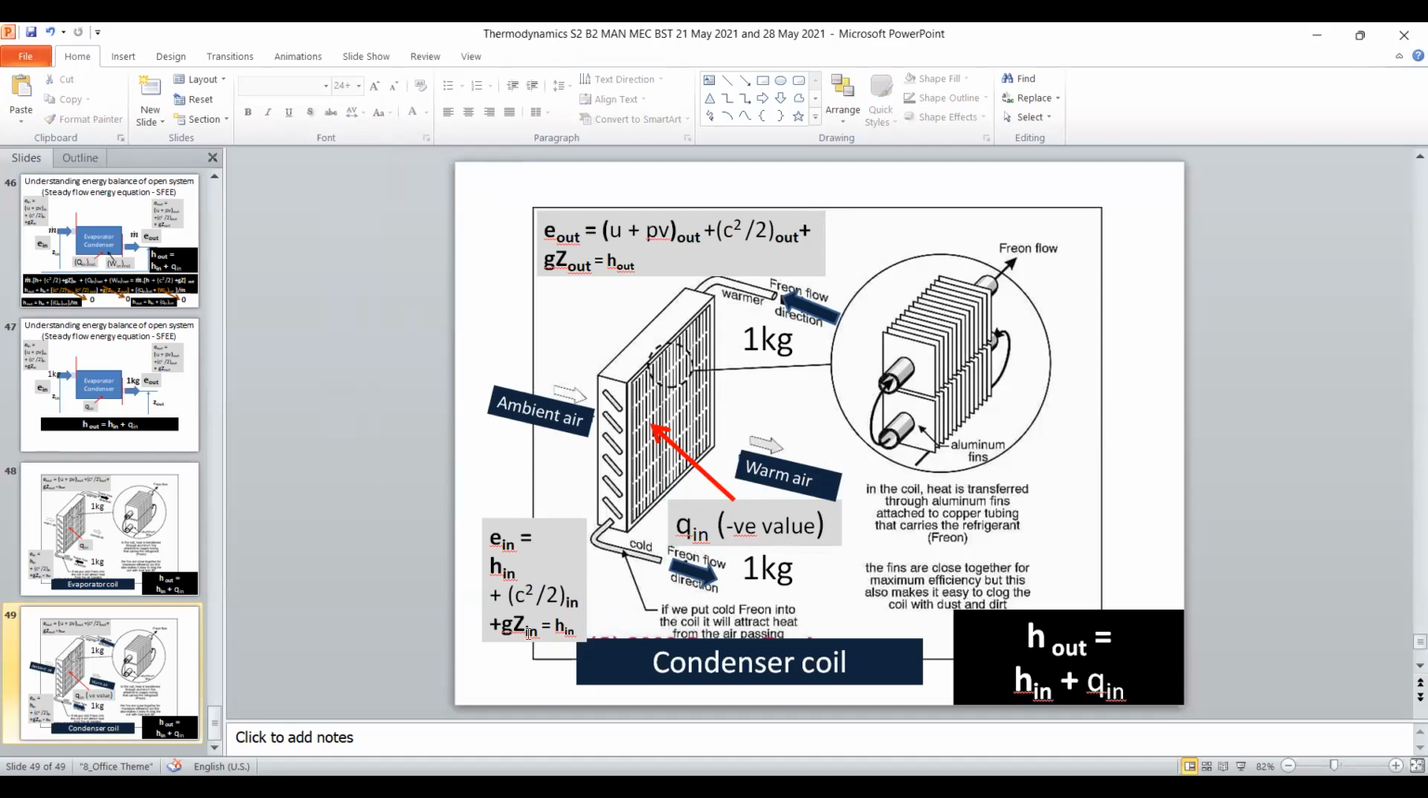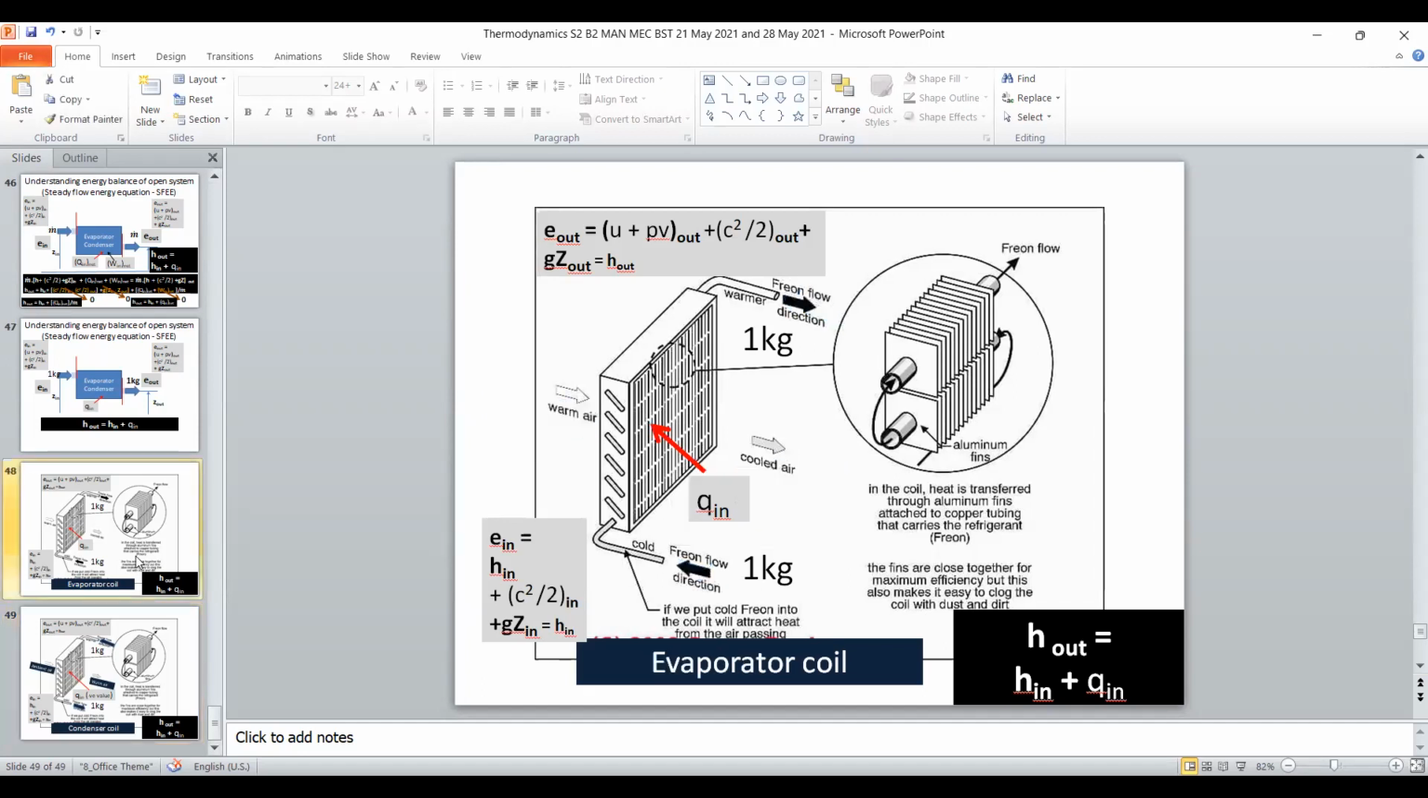Now it's the same. Energy in plus Q in is energy out. So energy in is H in, plus Q in, is energy out, which is H out. So H out is H in plus Q in. Same. Okay. Very nice. So this is how we analyze condenser coils and evaporator coils.